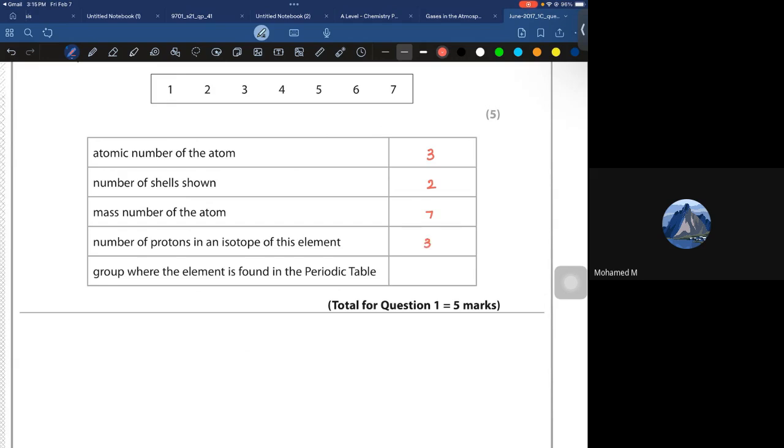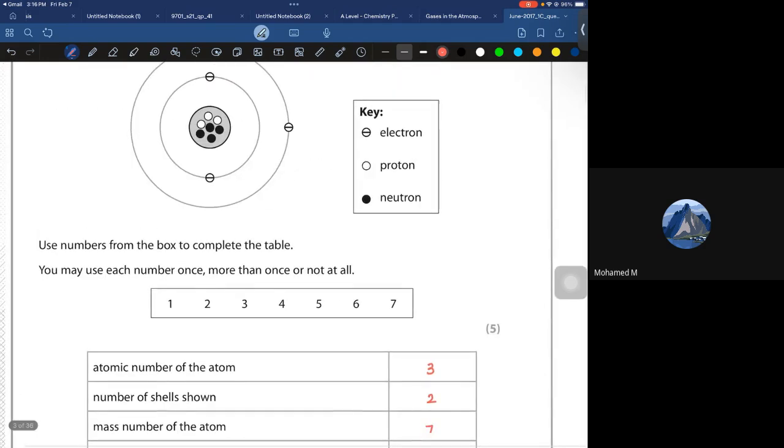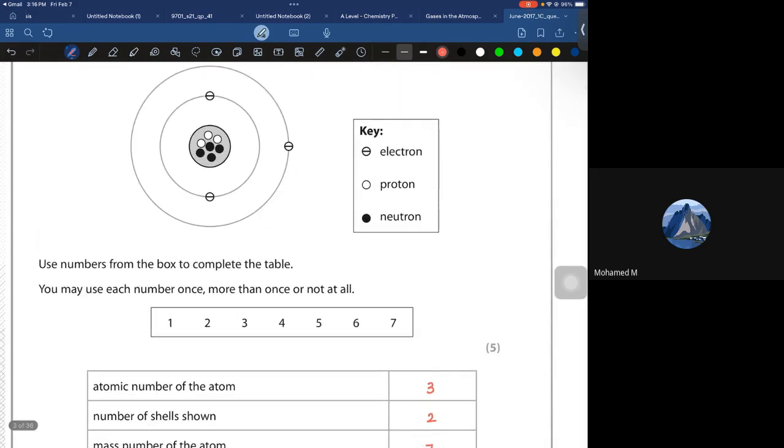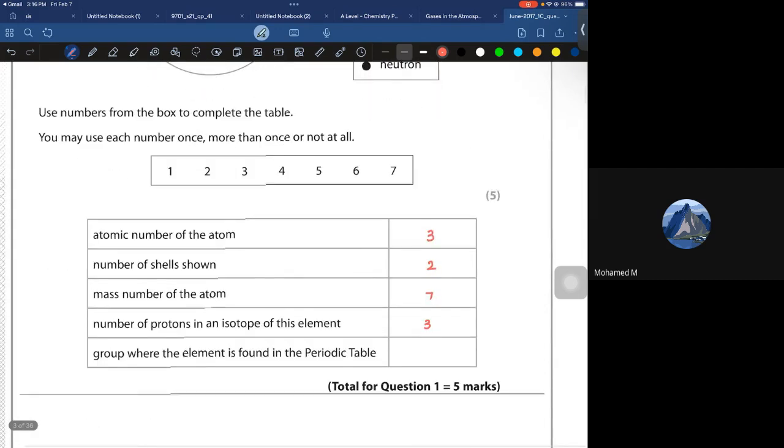Yeah. Group where the element is found in the periodic table. How can we confirm where is the position of this element? The number of electrons it has on the outer shell. Okay, so how many electrons? 1, so it will be 1. So I can say this is from group one, right? It's lithium, I think. Yes, exactly.